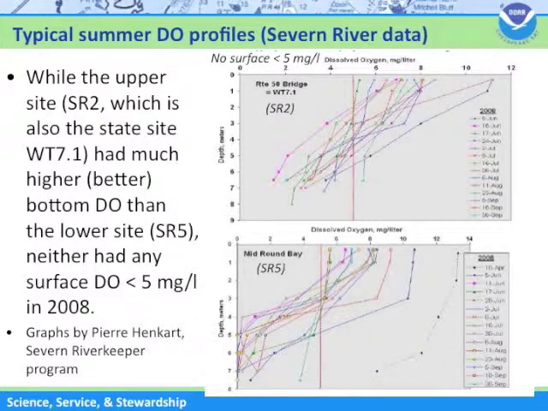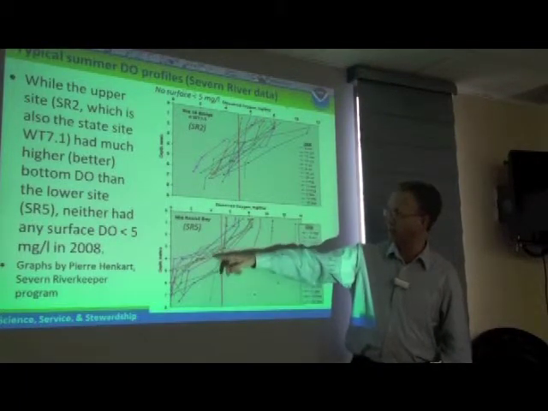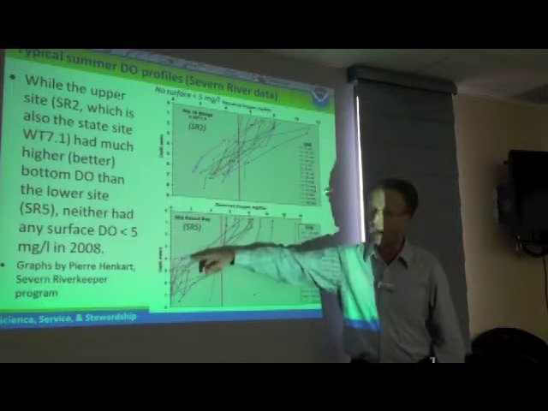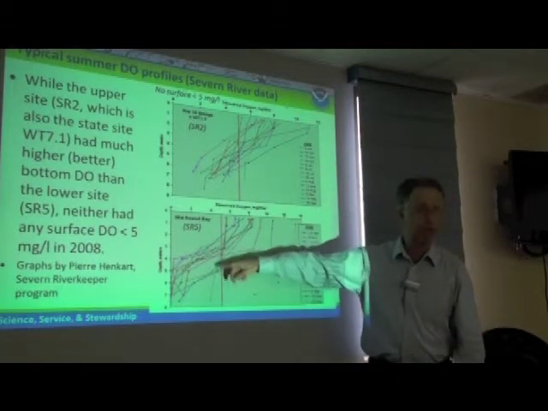But these are from the Severn River. Pierre Henkart made these graphs, and they have depth on the y-axis and dissolved oxygen concentration on the x-axis, and the red line is at 5 milligrams per liter, and you can see that at both sites there were no surface values below 5 milligrams per liter. There was a very strong pycnocline, especially at the mid-channel bay site, SR5, where there was a dramatic drop in dissolved oxygen below somewhere around 3 or 4 meters.